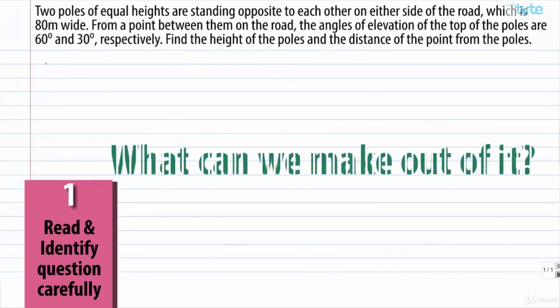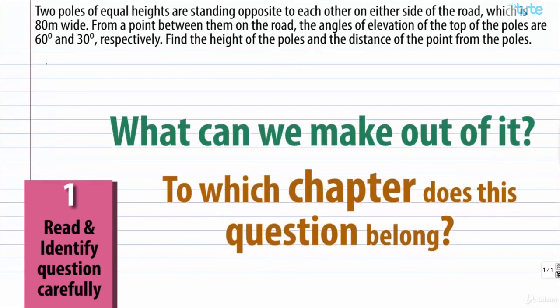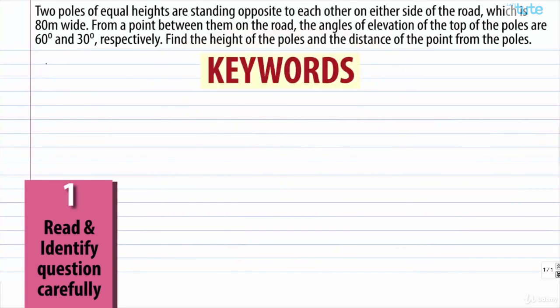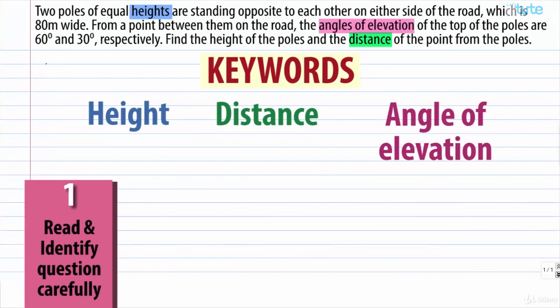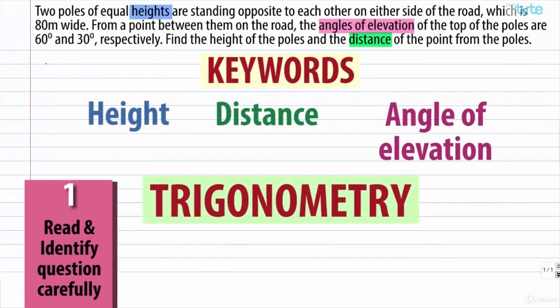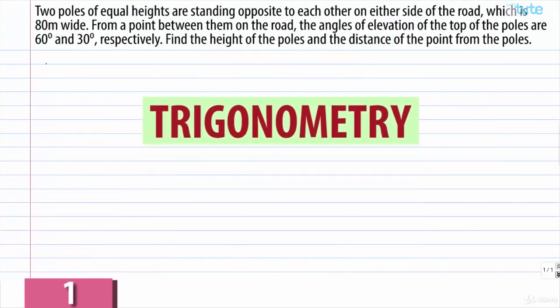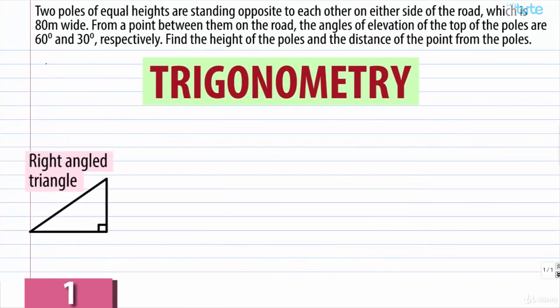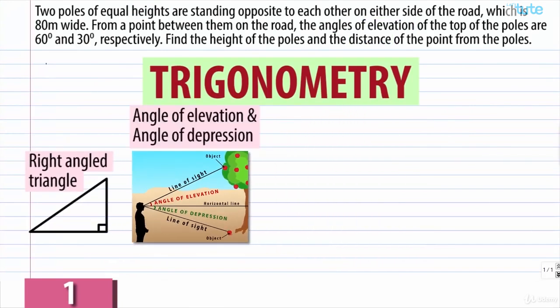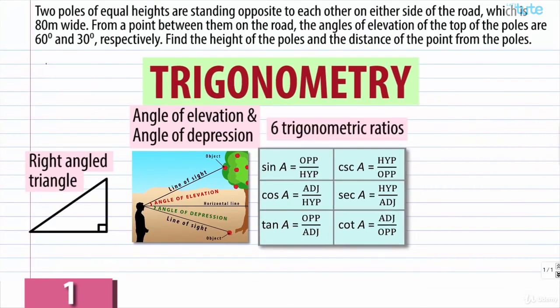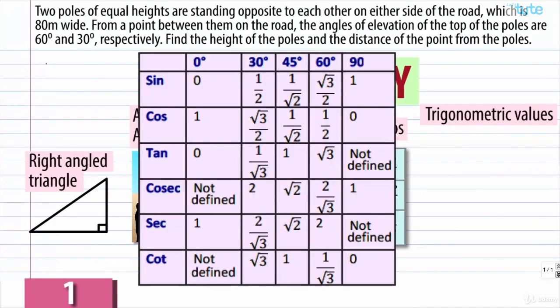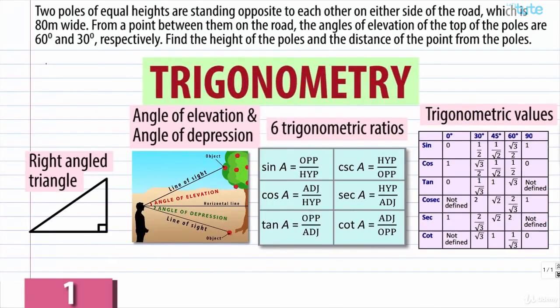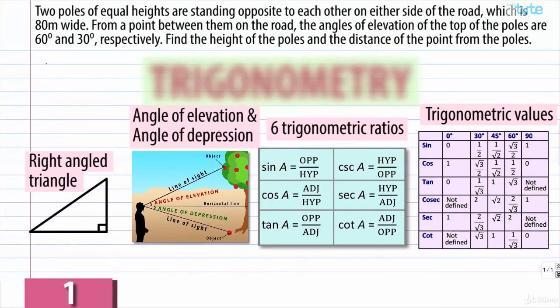After reading the question, what can we make out of it? To which chapter does this question belong? Well, there are certain keywords like height, distance, angle of elevation, by which here I conclude that this is a question of trigonometry. Now, as soon as trigonometry comes, we all remember a right angle triangle, angle of elevation and depression, the 6 trigonometric ratios and their values for some standard angles. So, keeping this stuff in mind, let me proceed to solve the question.